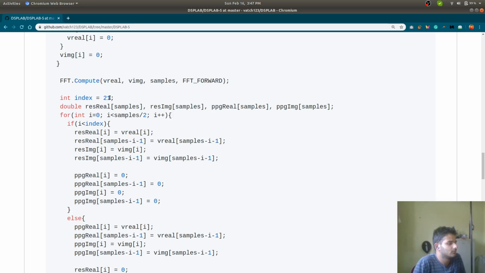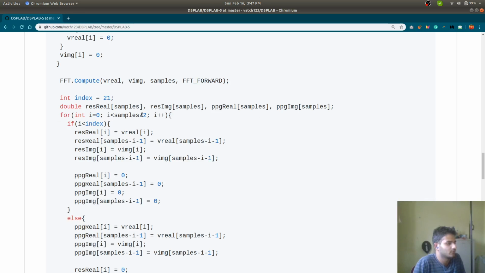Now index is equal to 20. This is the index value at which 0.5 Hz occurs. So all the frequency samples below index 20 correspond to the respiratory signal, and all above 21 correspond to the PPG signal. The respiratory real, respiratory imaginary, and PPG imaginary.